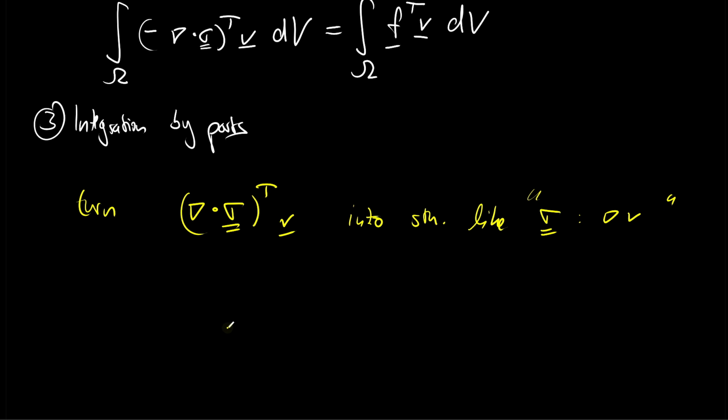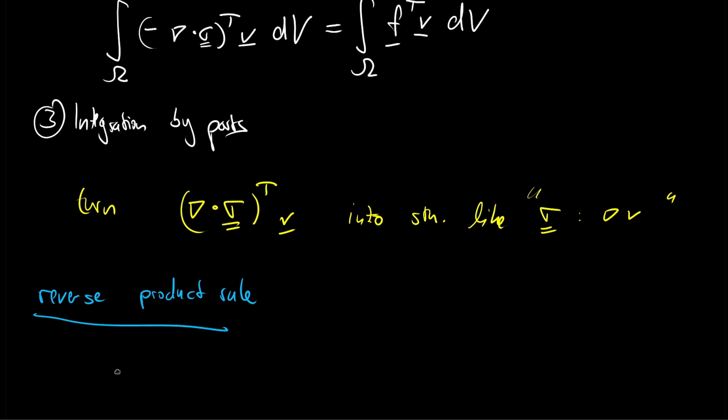And there are now two approaches. I first want to use a symbolic notation and then also an index notation to make fully clear what is going on here. And the idea is to use a reverse product rule. So we will do a reverse product rule. You will see this in a second. This is a typical trick in those derivations.